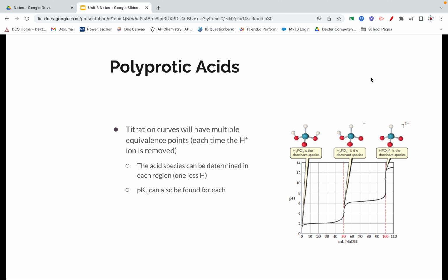Finally, we have polyprotic acids. These are really interesting. Polyprotics are ones that have multiple hydrogen ions that they could share. So you can see that there's going to be multiple equivalence points. We have an equivalence point where it gives up all of the first hydrogen, it becomes H2PO3, and then we have our second equivalence point where H2PO3 becomes HPO3. Okay, the acid species could be determined in each region. It's always just one less. pKa is still going to be halfway to the equivalence point, and there's going to be multiple equivalence points.